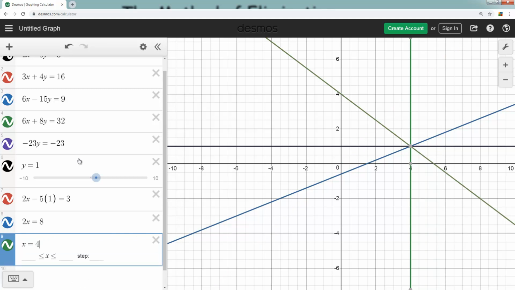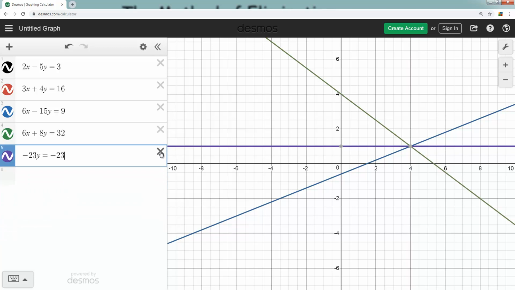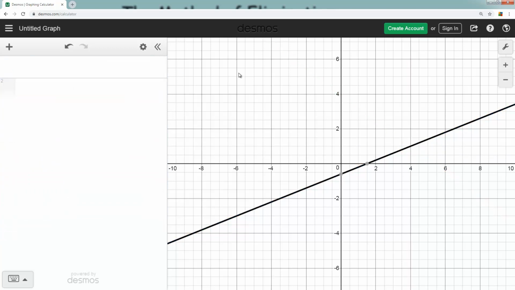So that's what it looks like graphically when you're doing the method of elimination. Every time you take a multiple of a full equation, you actually get the same line. And when you add or subtract multiples, you get a different line, but it still goes to the same point. See, every single line here goes to the point 4, 1. So my solution is 4, 1. So let's get rid of all these, because we'll need this again in a moment.